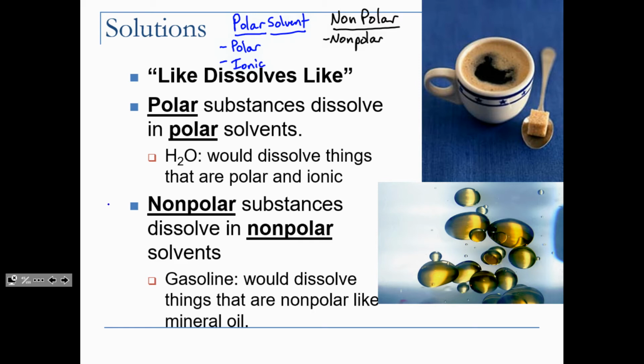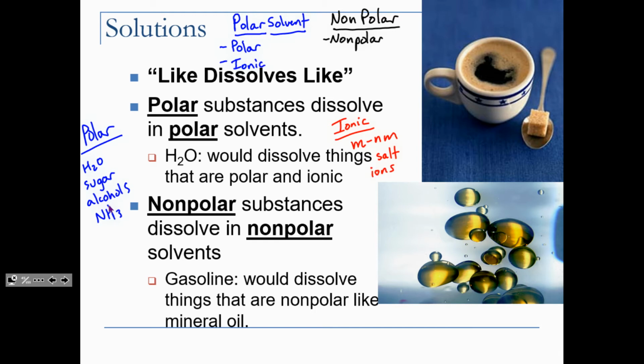So some examples of polar substances, let's write it over here, would be things like water, sugar, alcohols, and then specifically we'll see NH3 as well, which is ammonia. Things that are ionic, anything that has a metal with a nonmetal, salt, anything that forms ions in solution.